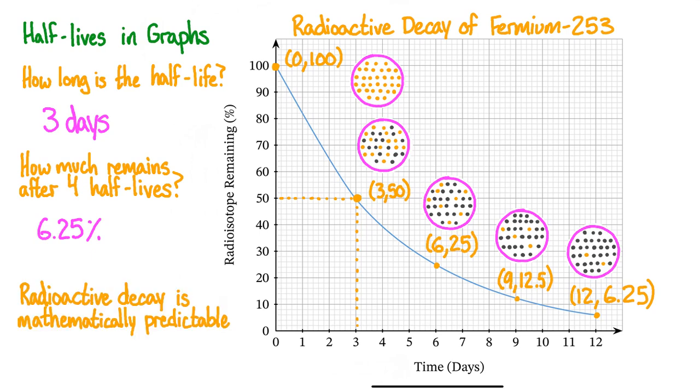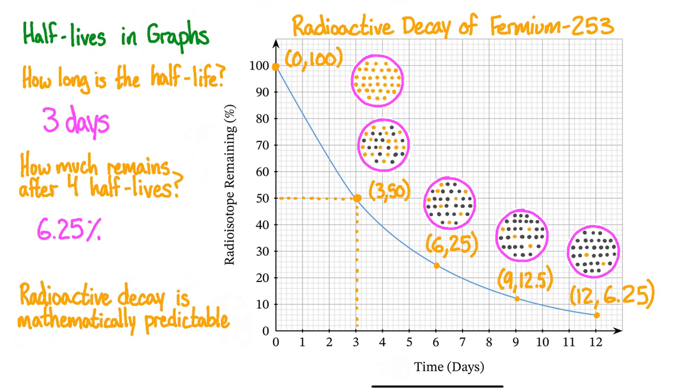One takeaway from this graph is that radioactive decay is extremely consistent, to the point of being mathematically predictable. While the length of the half-life will change from isotope to isotope, we do know that for any isotope, after 1 half-life, 50% of the original radioactive isotope will remain. After 2 half-lives, 25% will remain. After 3 half-lives, 12.5% will remain, and so on.